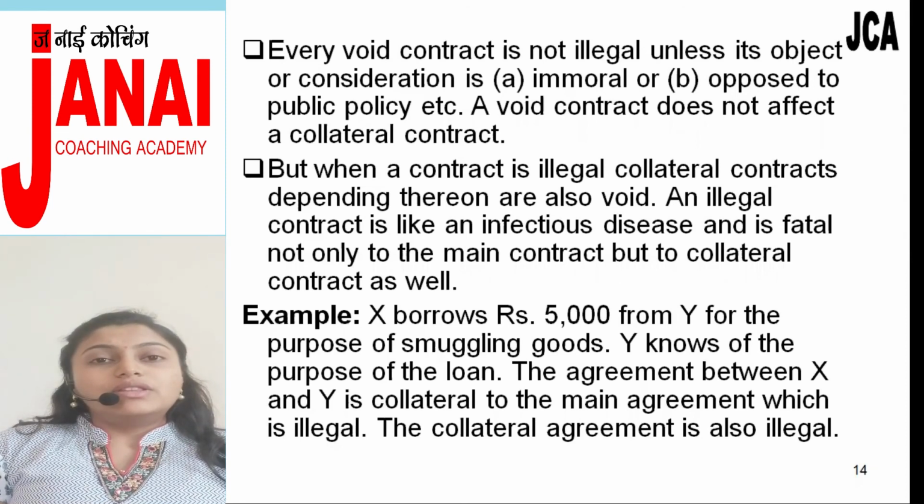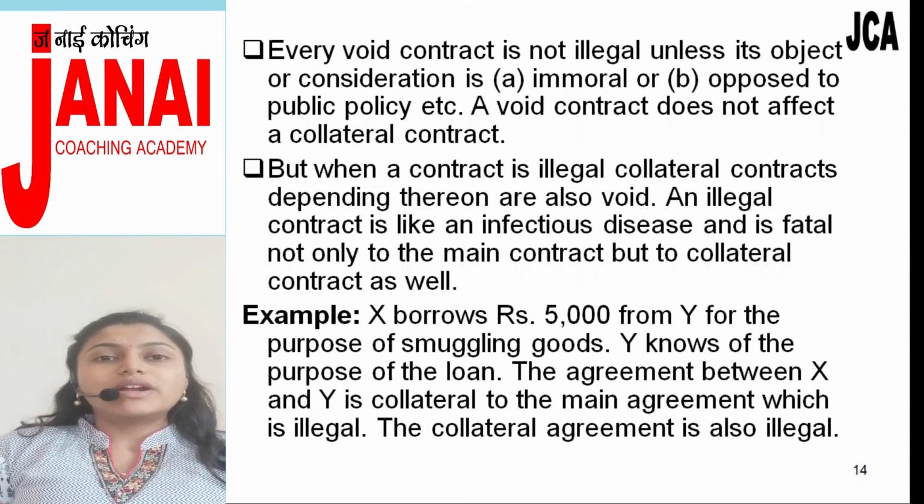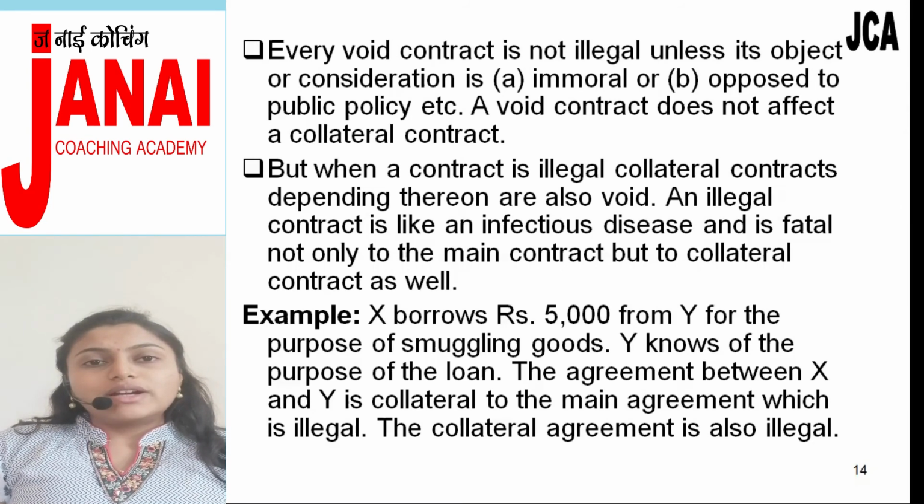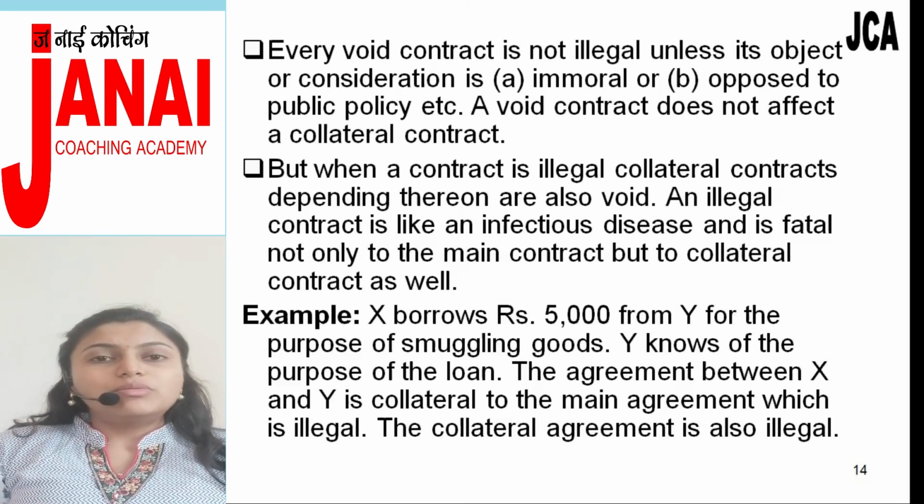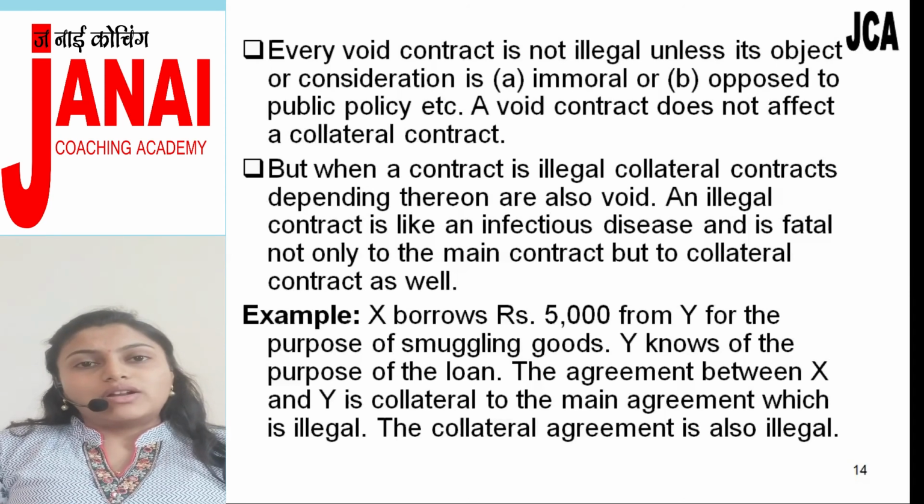A void contract does not affect the collateral contract. Now, a collateral contract is a contract which is based on another contract, meaning two contracts are related to each other. In case one contract is void, the other contract can be continued. But in case of illegal contracts, if there is a collateral contract, the other contract also gets infected, because the illegal contract is like an infectious disease and is fatal not only to the main contract but also to the collateral contract.